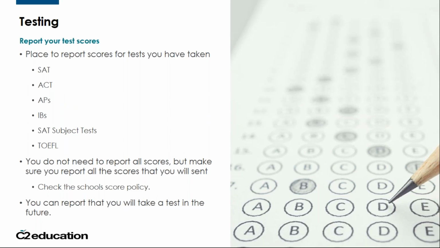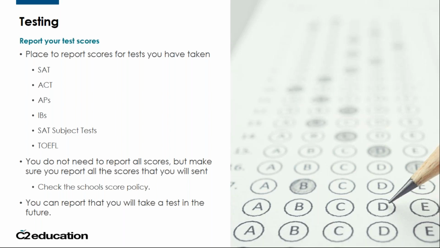I've just put a couple of the tests up here. SAT, ACT, your APs, your IBs, subject test. If you are a student who came from another country, usually in the last 3 years before college, your TOEFL. You do not need to report all scores. But make sure you report all scores that will be sent to the school. Check the score policy. There are, again, 3 usual options for this. One is that they want all scores. One is they just want the best possible score.